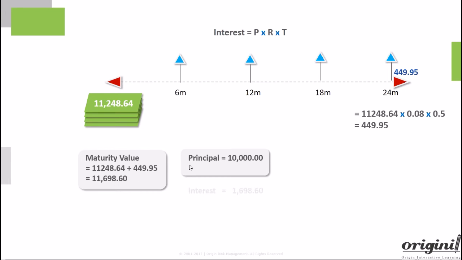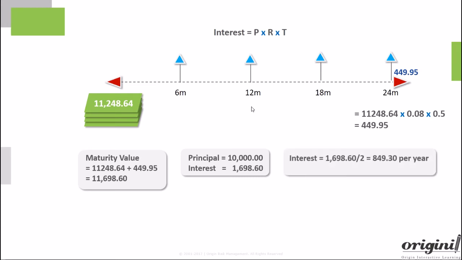At overall level, we may see this as an investment of 10,000 at the start with a maturity value of 11,698.59. We could say that from this 1,698.59 is the interest amount, and if we divide that by 2 years, which is the tenor of the deposit, it comes out to about 849.30 per year. When this is translated as a percentage, the return works out to 8.493% per annum.